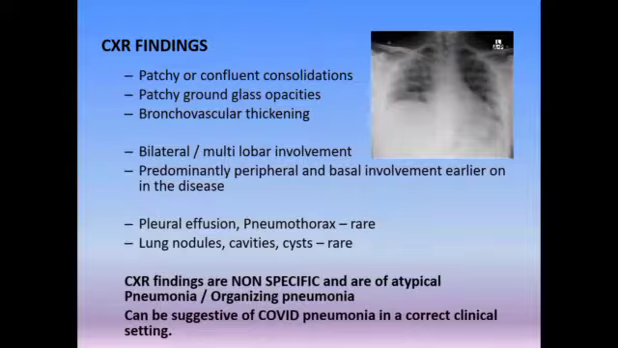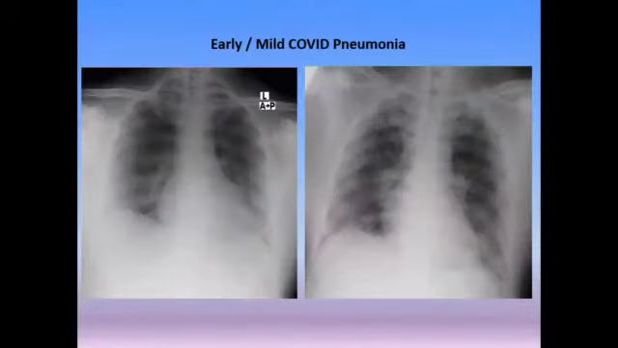So what we see on a chest X-ray are findings that are consistent with an atypical pneumonia. But in the correct clinical setting and in this pandemic situation, if we see that, you can suspect COVID pneumonia.